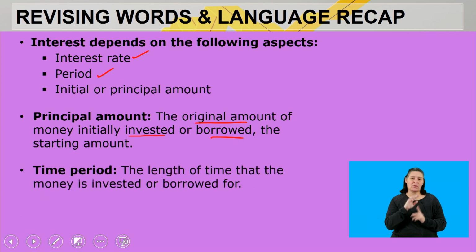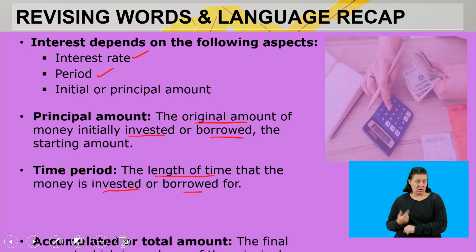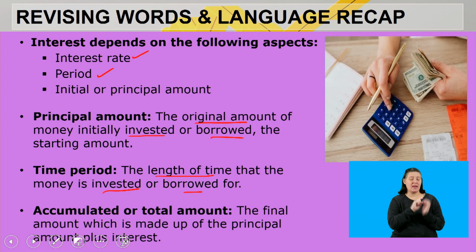Then we spoke about the time period, and that is the length of time that the money is either invested or borrowed for. So those are important words that I want you to remember. And then lastly, we also indicated the accumulated or total amount. The final amount is made up of your principal amount plus the interest, whether it's interest earned or interest that you need to pay.